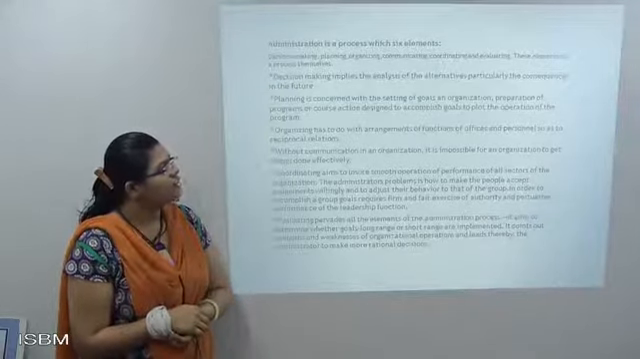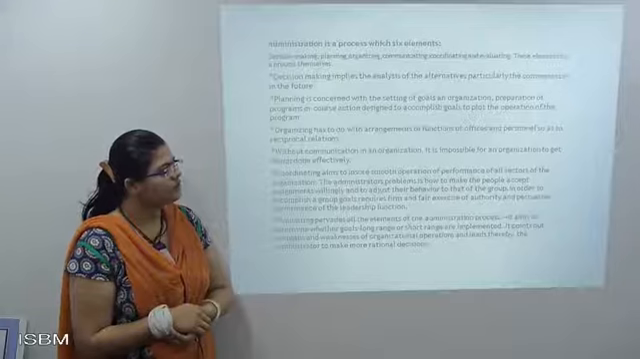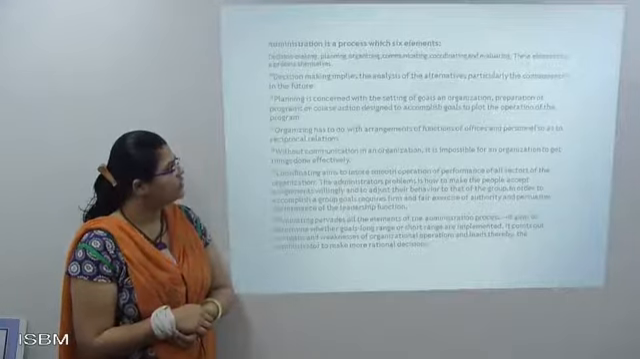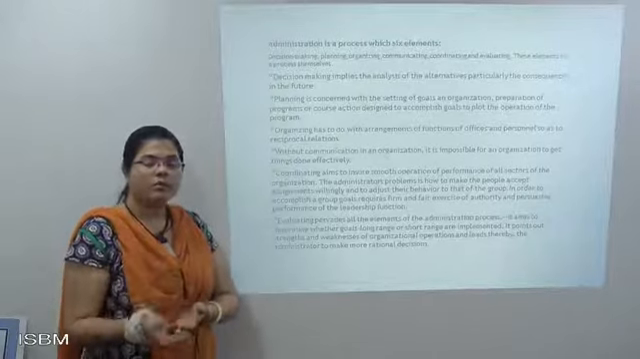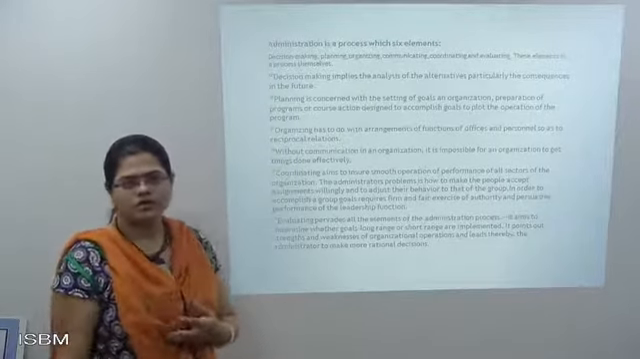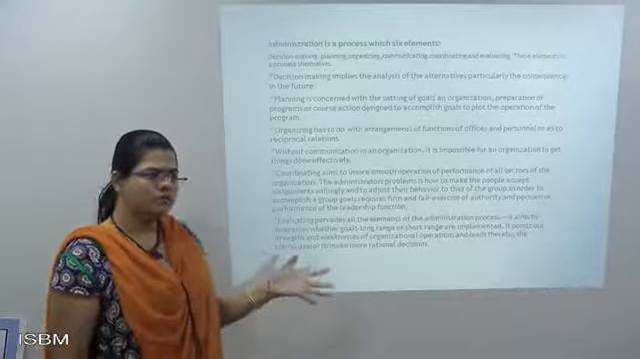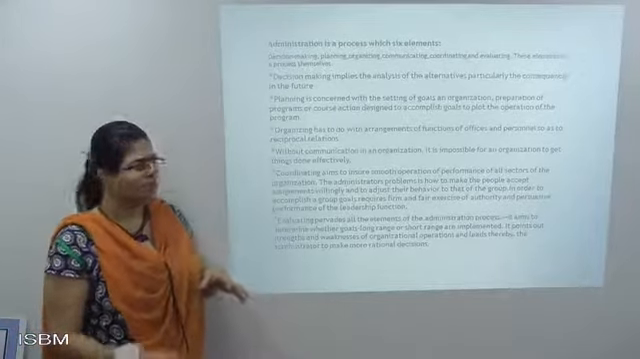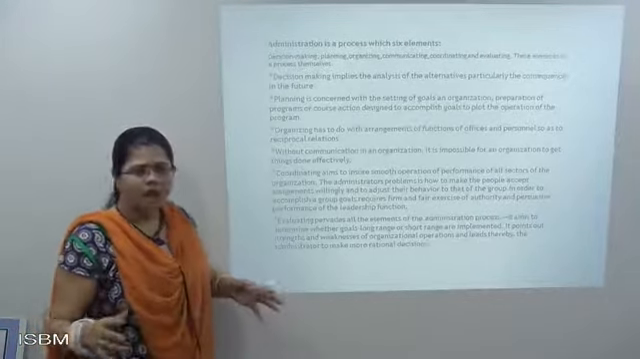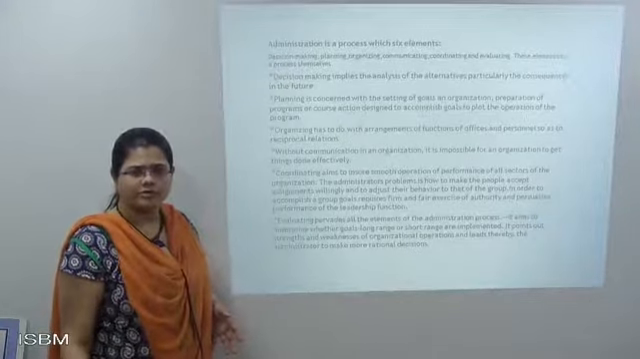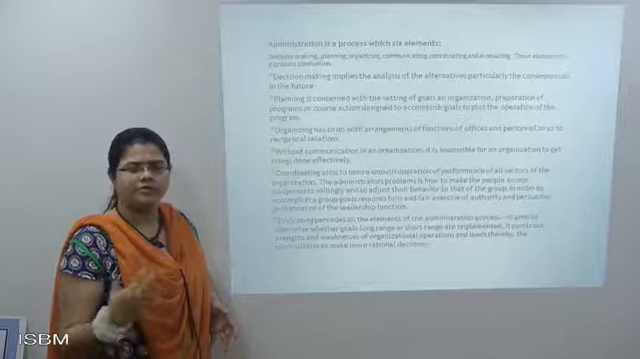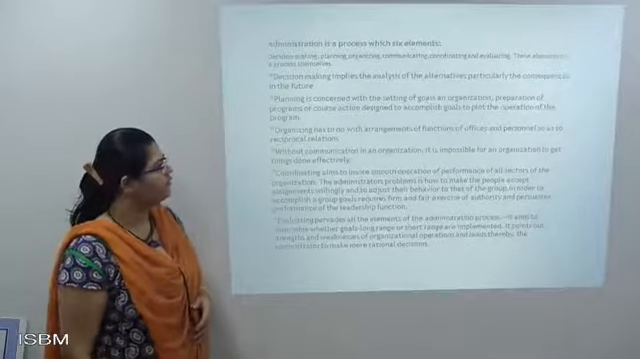Organizing has to do with the arrangement of the functions of an office and the persons, so that there is a reciprocal relationship. Through maintaining the relationship, you need to organize. According to the arrangements, how it has been done in the office and how it functions, you need to organize that particular way of work.